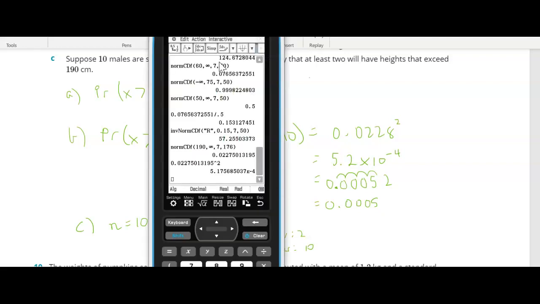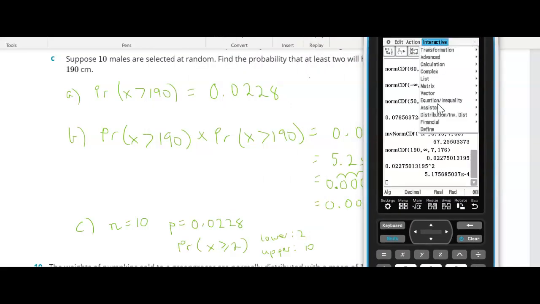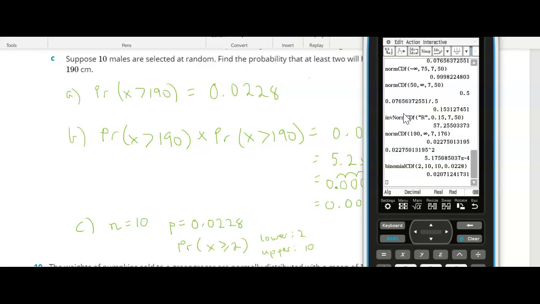So on our calculator, I'll just move this over. All right, we want discrete, binomial. So our lower limit is 2, our upper limit is 10. The number of trials is 10, and the probability of success is 0.0228. All right, so 0.0207.